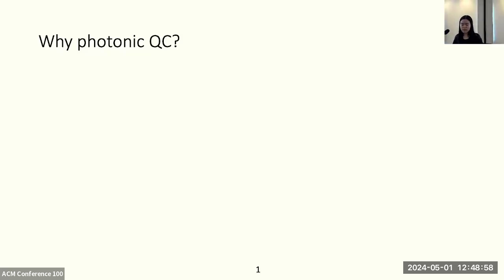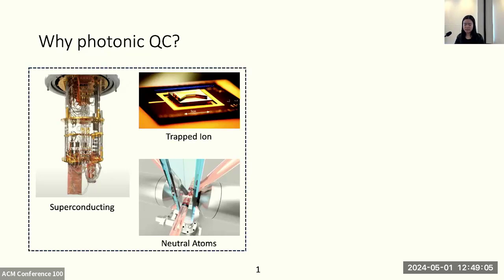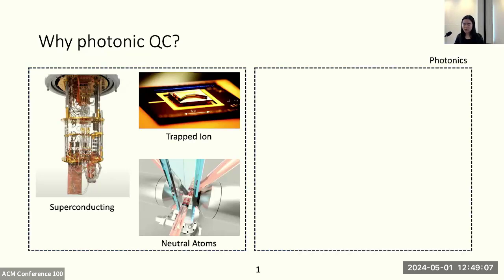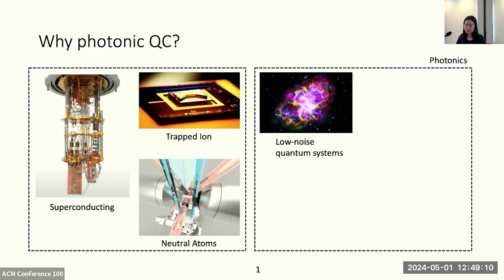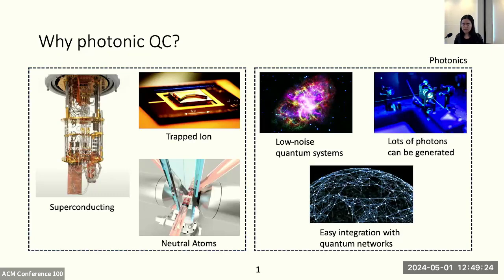Nowadays, we have diverse platforms being developed for quantum computing, for example, superconducting, trapped ion, and neutral atoms. Another interesting platform is the photonic system. Photons can provide very clean systems with low noise because they don't interact strongly with each other. They have great potential scalability because we can generate a huge number of photons continually with time. Moreover, photonic systems can be easily integrated with quantum networks because they both use photons as the information carriers.